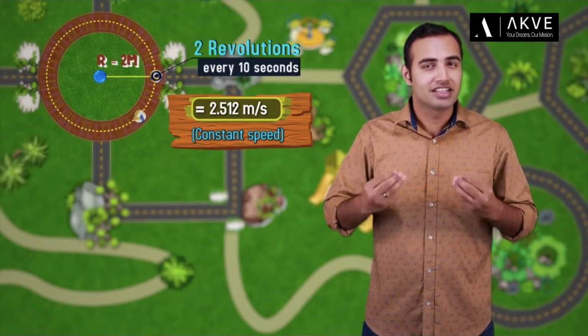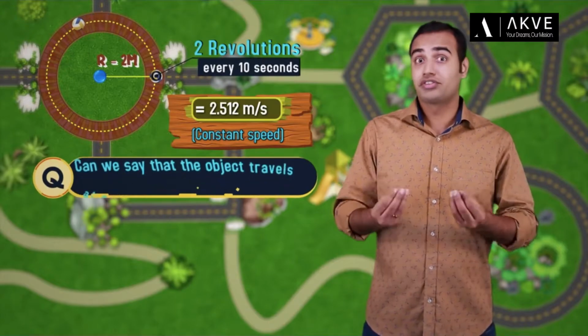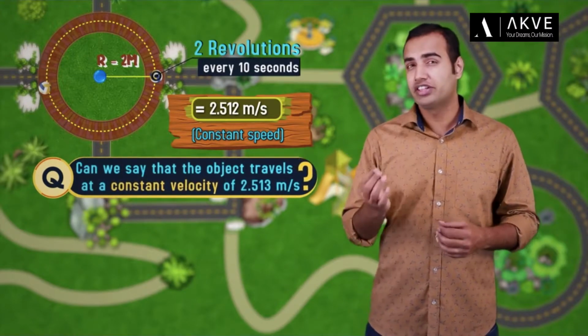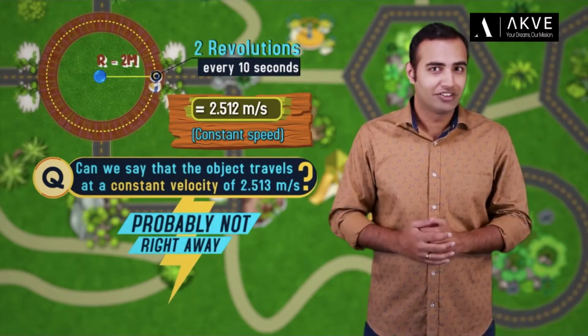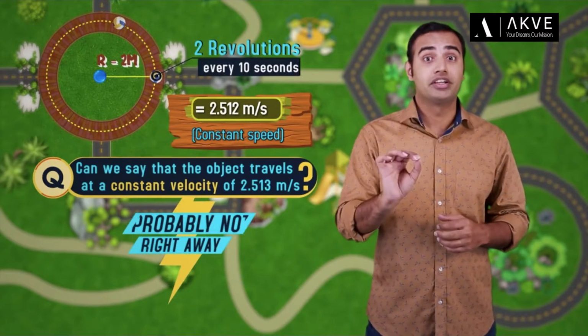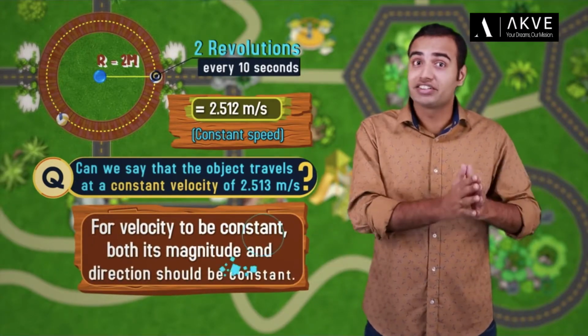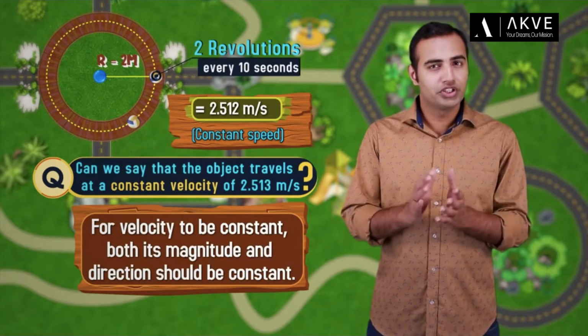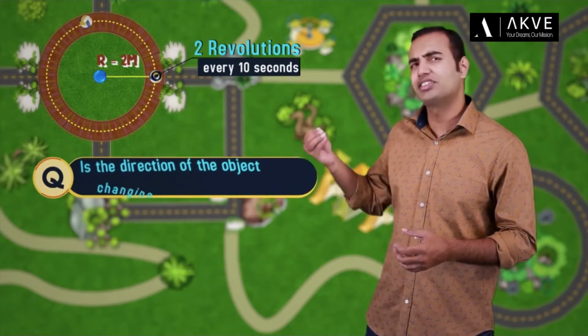But can we say the same thing about its velocity? Can we say that the object travels at a constant velocity of 2.513 meters per second? Probably not right away, because we know that velocity is in fact a vector quantity. And for velocity to be constant, both its magnitude and direction should be constant. So, what do you think about the direction of our revolving object? Is it changing or is it constant?